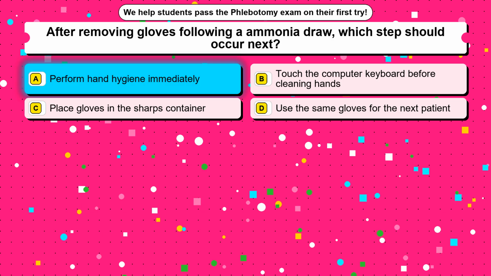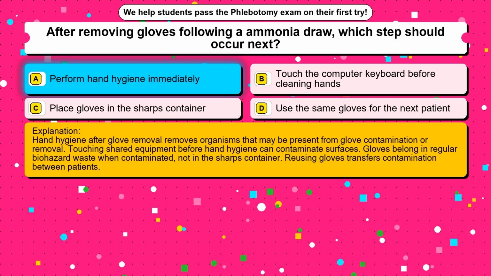The correct answer is option A. Perform hand hygiene immediately. Hand hygiene after glove removal removes organisms that may be present from glove contamination or removal. Touching shared equipment before hand hygiene can contaminate surfaces. Gloves belong in regular biohazard waste when contaminated, not in the sharps container. Reusing gloves transfers contamination between patients.